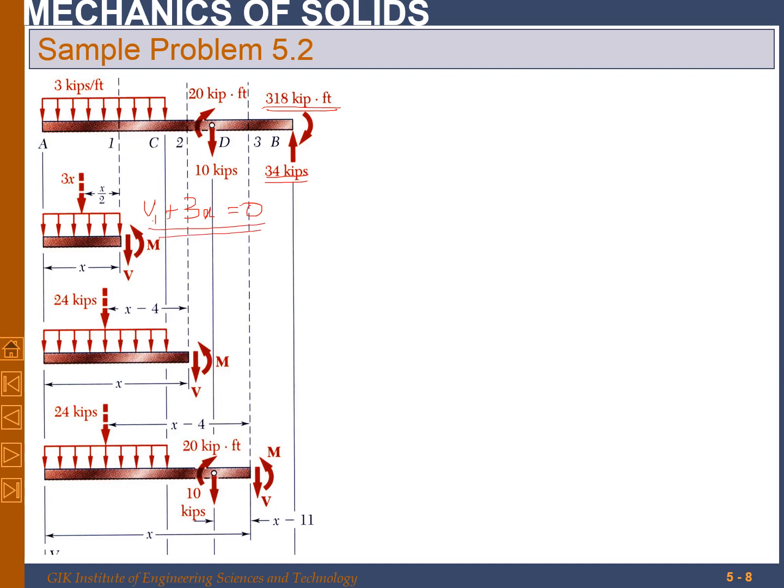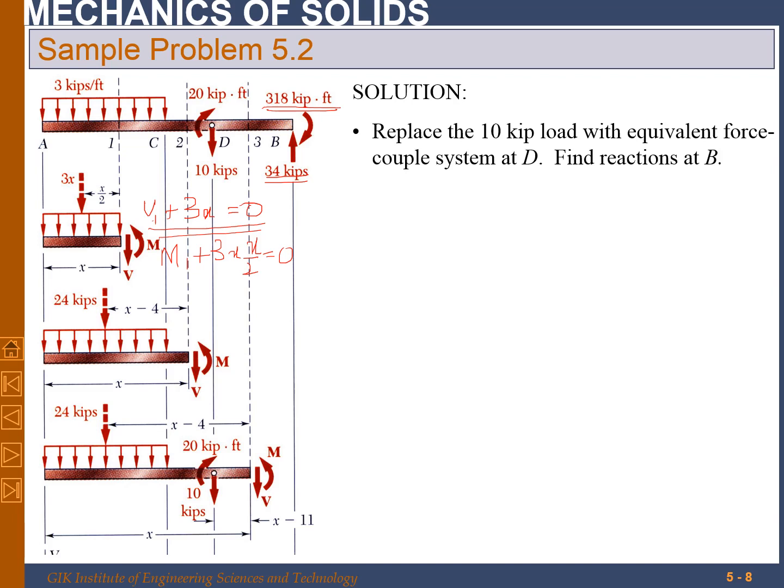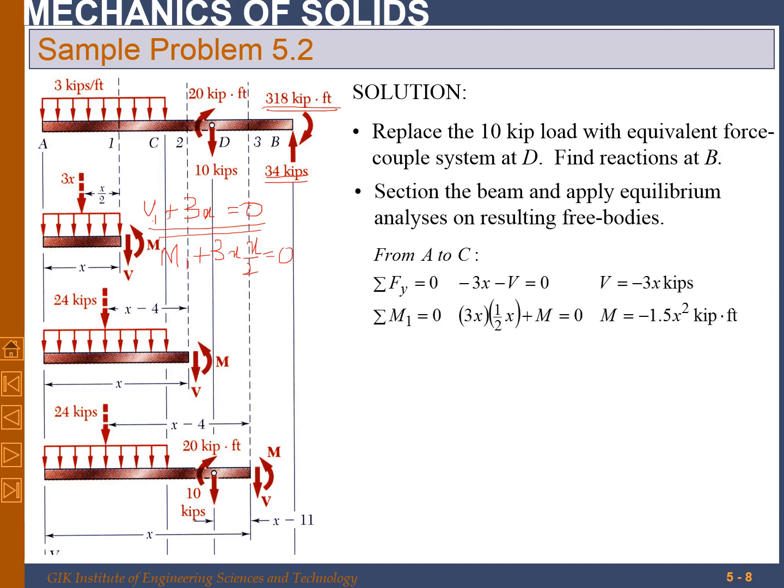And similarly, if I take the moment about this point and write the moment equation, M1 plus 3x multiplied by x/2, that is the distance, is equal to 0, and this is the equation for the moment from A to C. When x is equal to 0, that means at point A, and when x is equal to 8 feet, we are at point C. So by considering this section, we will find the moment.